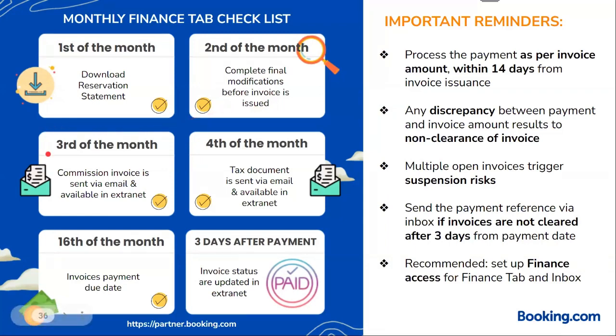On the 3rd of the month, our finance team will be issuing the commission invoices, informing you via email. However, on the extranet, it will be immediately available. Once the invoice is generated, no more modification will be possible. On the 4th of every month, the tax document will again be intimated to you via email and will also be available on the extranet. Once the invoices are issued, you have approximately 14 days to complete the payment. So by the 16th of every month, the invoice payment due date will arrive. Once you have made the payment, ideally within 72 hours, the status should show as paid on the extranet.